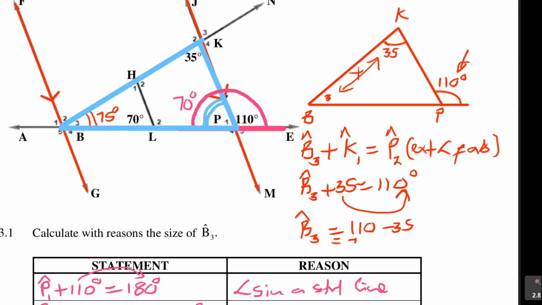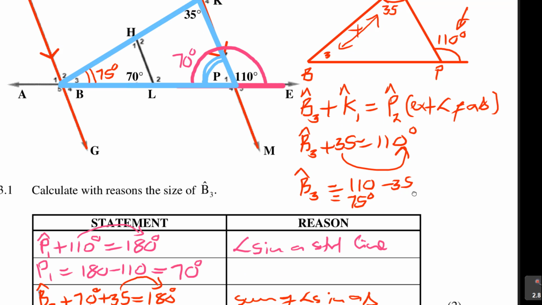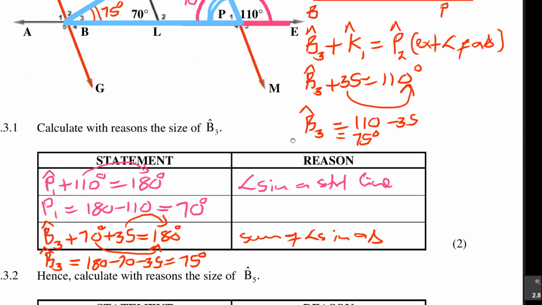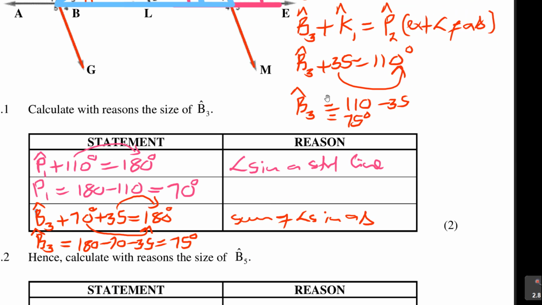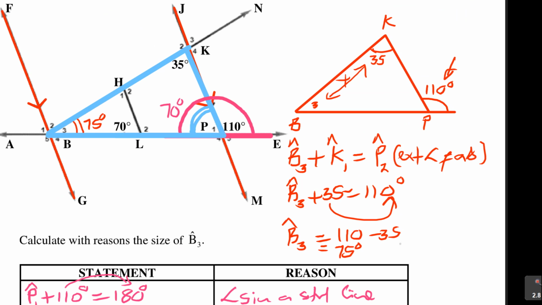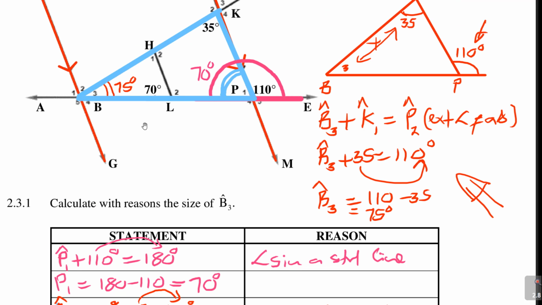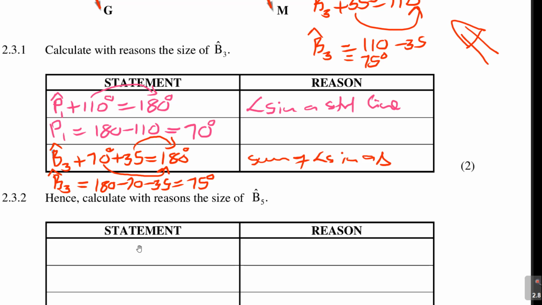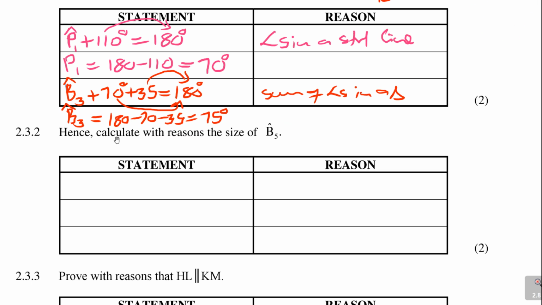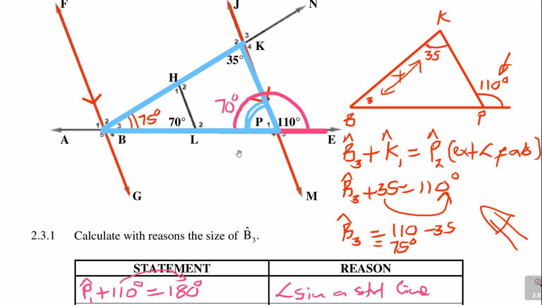So there are different approaches here. Let's just use 2 and not get too far. Let me not get too carried away. So you could have used any of these. For 2 marks, I think this was the most preferred, the second one. But guess what? There is nothing wrong with doing the first one, using this triangle and sum of angles in a triangle. So now 2.3.2, hence calculate with reasons the size of B5. 2 marks again.